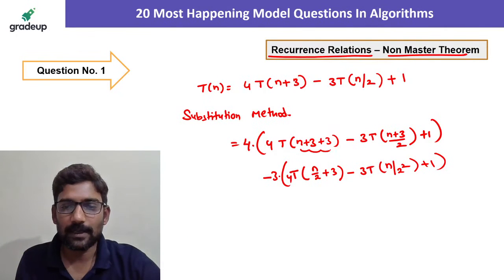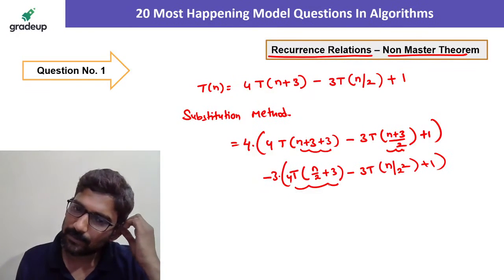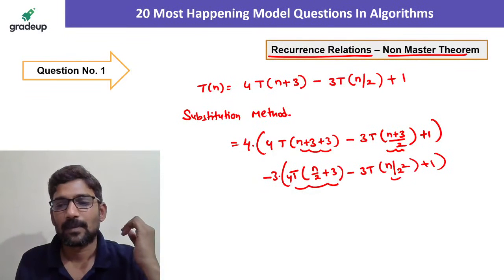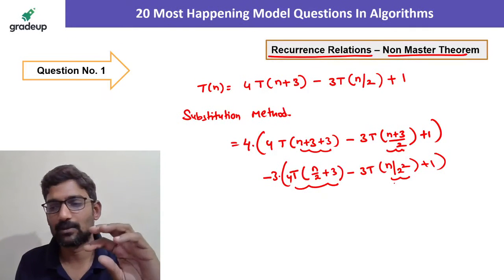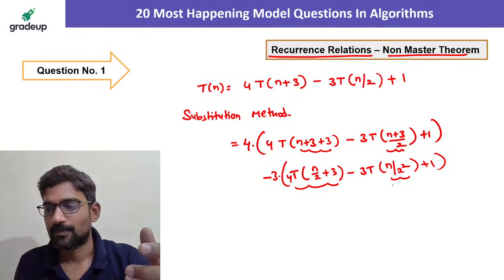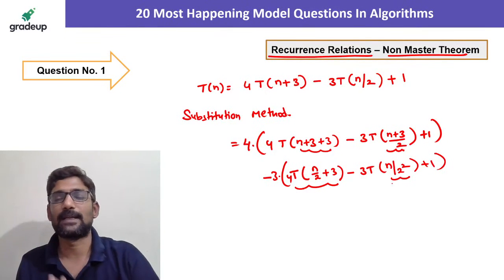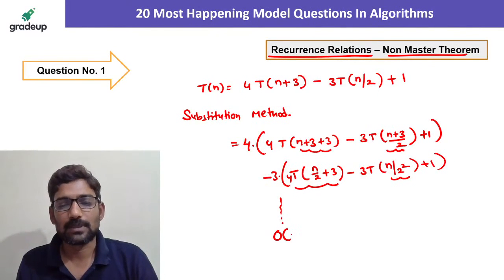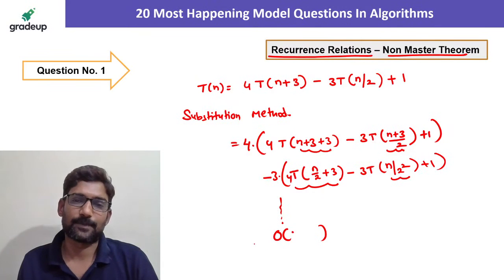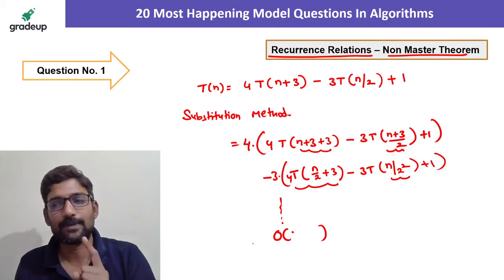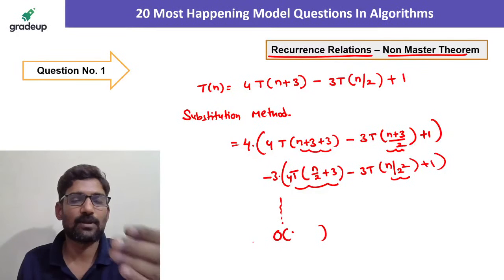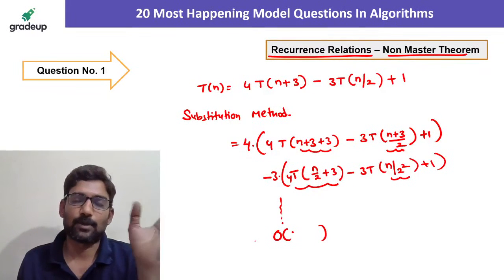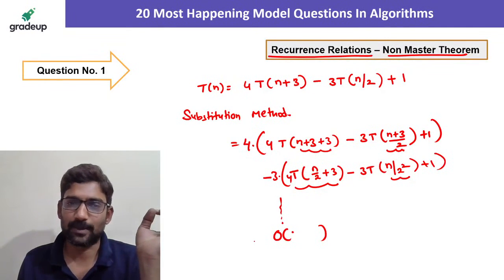So now you will elaborate n+6, T((n+3)/2), n + n/2 + 3, n/2 square. Then in two more steps you will get an idea, so that you can generalize this, and finally it may lead to some big O of some time complexity. So this is the very first model question. So guys, you solve it and tell me what is the time complexity for this in the comment box.